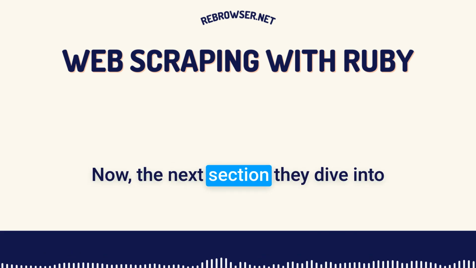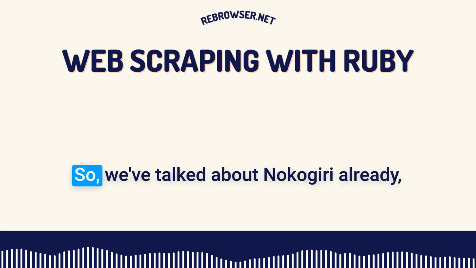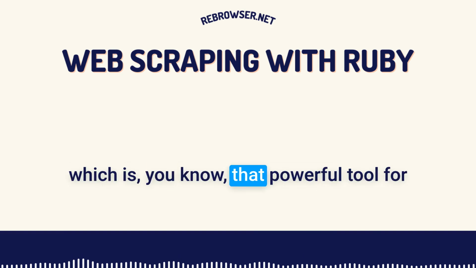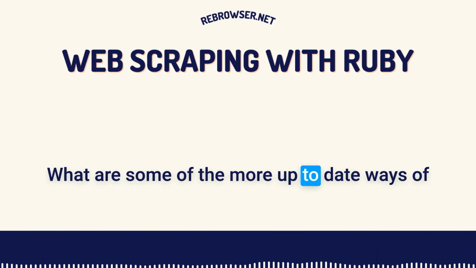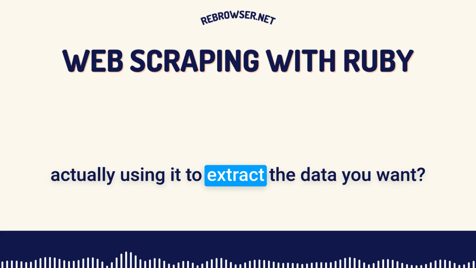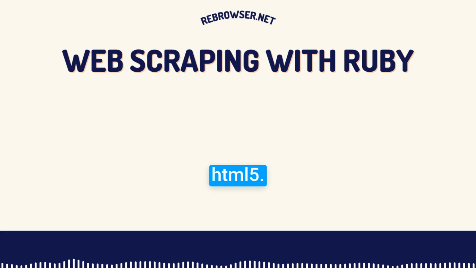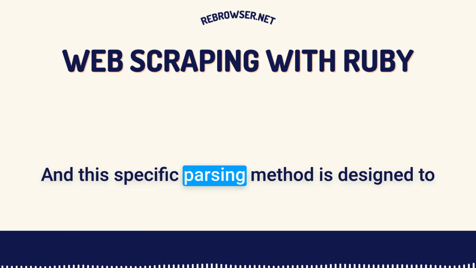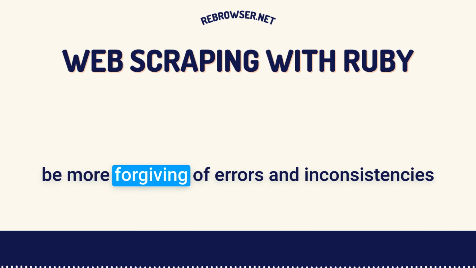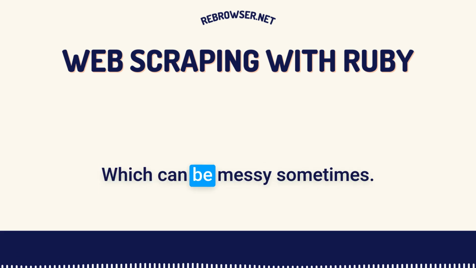Now, the next section they dive into is modern HTML parsing techniques. So we've talked about Nokogiri already, which is that powerful tool for understanding the structure of web pages. What are some of the more up-to-date ways of actually using it to extract the data you want? So one of the key things here is they recommend using Nokogiri::HTML5.parse(html). Now, HTML5, that's the latest version of the HTML standard, and this specific parsing method is designed to be more forgiving of errors and inconsistencies that you might encounter in real-world HTML, which can be messy sometimes.